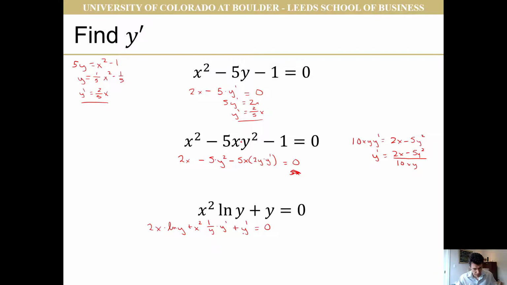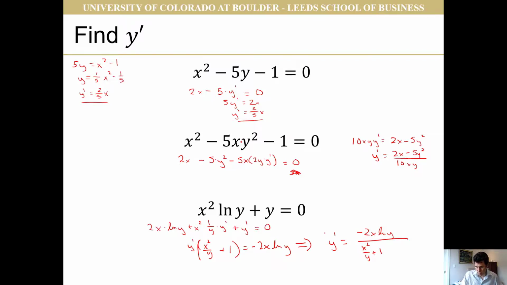So we're going to get, let's factor out a y prime. So we get y prime times x squared over y plus 1 equals negative 2x ln y, which means that y prime equals negative 2x ln y divided by x squared over y plus 1.